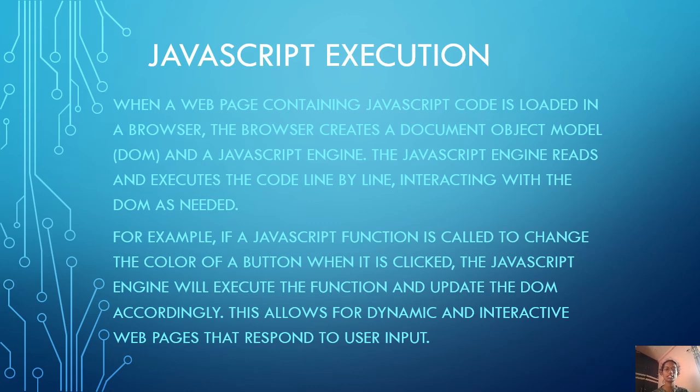The JavaScript engine reads and executes the code line by line, interacting with the DOM as needed. For example, if a JavaScript function is called to change the color of a button when it is clicked, the JavaScript engine executes the function and then updates the DOM accordingly. It allows for dynamic and interactive web pages that respond to user input. This is the JavaScript execution example.